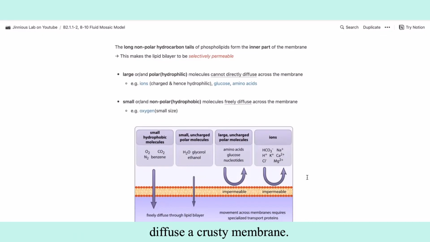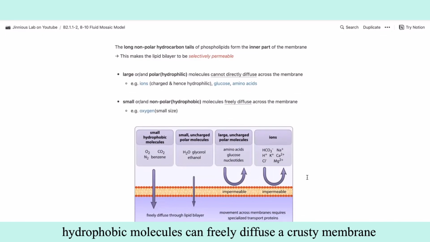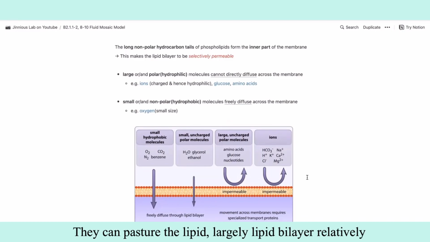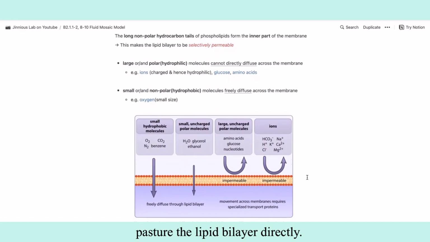across the membrane. However, on the other hand, small or non-polar, hence hydrophobic, molecules can freely diffuse across the membrane because they are hydrophobic and hence lipophilic. They can pass through the largely lipid bilayer relatively easily. An example is oxygen, which, due to its small size, can pass through the lipid bilayer directly.